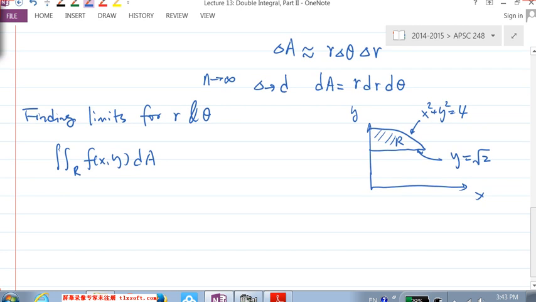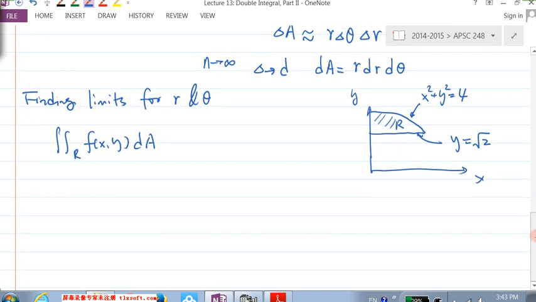Normally, when you see a boundary with a circular kind of boundary there, common sense says polar coordinates will usually work more easily than Cartesian coordinates. So to figure out these limits, here are the steps you need to do. Step number 1.